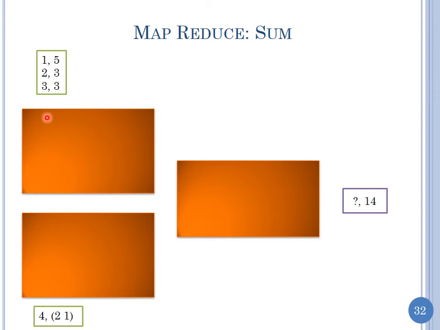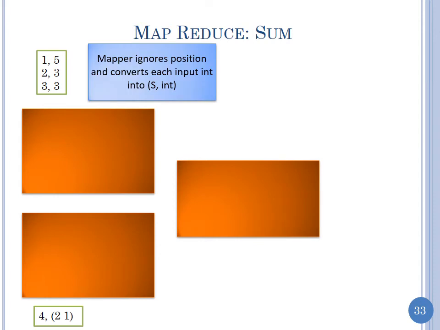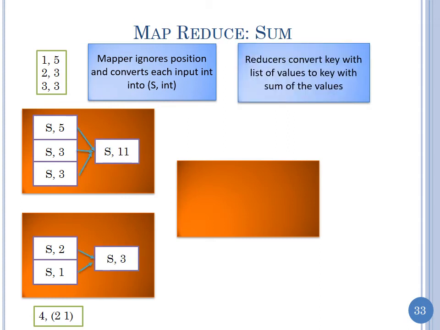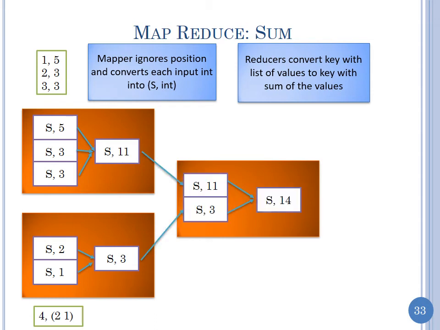What key value pairs do we produce? What are the map and reduce functions? As Andrew mentioned and as we did in our assignment, the mapper ignores position. We really don't care about the line numbers, and it maps each input into some constant, we'll call it S, and that int. So we have S5, S3, S3, S2, S1, and then we combine these values partially, and then we combine these values finally. So we now produce only one data item. We've got S14. This is not using all the capabilities of MapReduce, but we see at least how the problem can be done using MapReduce.